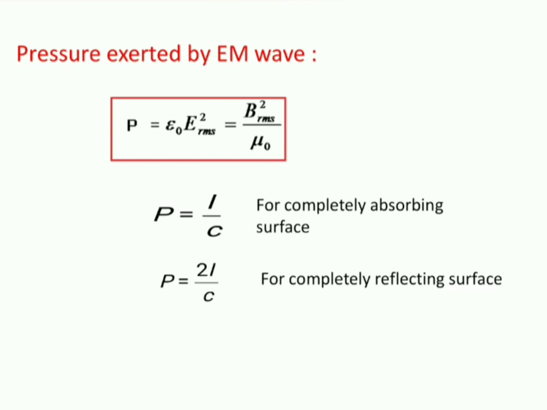But suppose the surface is perfectly reflecting, like in the case of a mirror. We know the electromagnetic wave rebounces, making the same angle with the normal. In such a case, it is 2I by C, but for normal incidence. If it is incident at some other angle, we have to consider the angle made with the normal. It would become 2I cos theta divided by C.